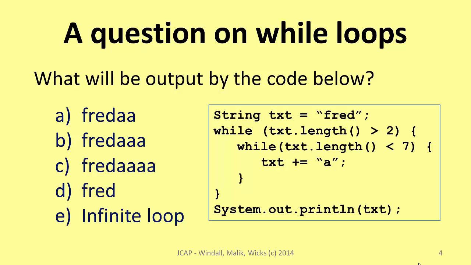Now the length is 7, so length is not less than 7. So that inner while loop is now complete. We can now move back to the outer while loop. While txt.length greater than 2, well, since it's now 7 long, it'll go back and try and do the while loop again. But the length is 7, so it's never going to be less than 7 again, so that inner while loop won't get used. We're back to the outer while loop again, and again, and again.